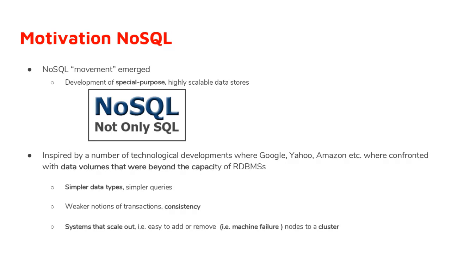That's where it started. For databases, what they wanted was simpler data types, simpler queries, and weaker notions of transactions and consistency. And the last point is the most important: systems that scale out, where it's easy to add one computer to your cluster of thousands of computers, and you can easily add and remove computers from a cluster. Also, in the case of machine failure, those systems were designed to handle machine failure.